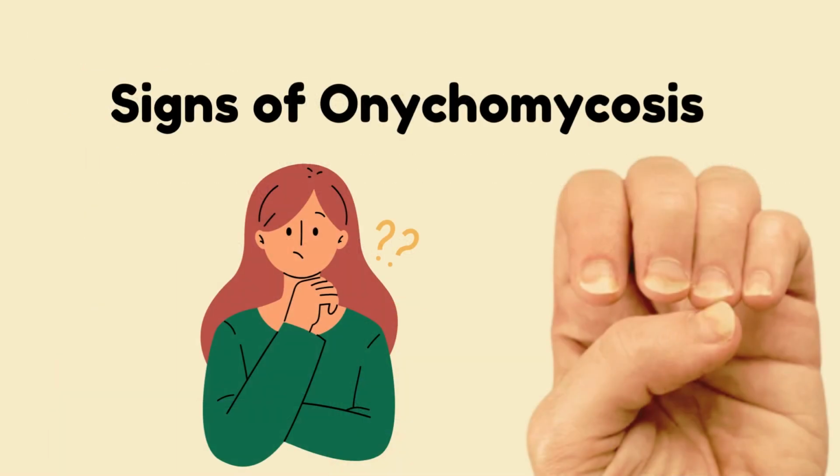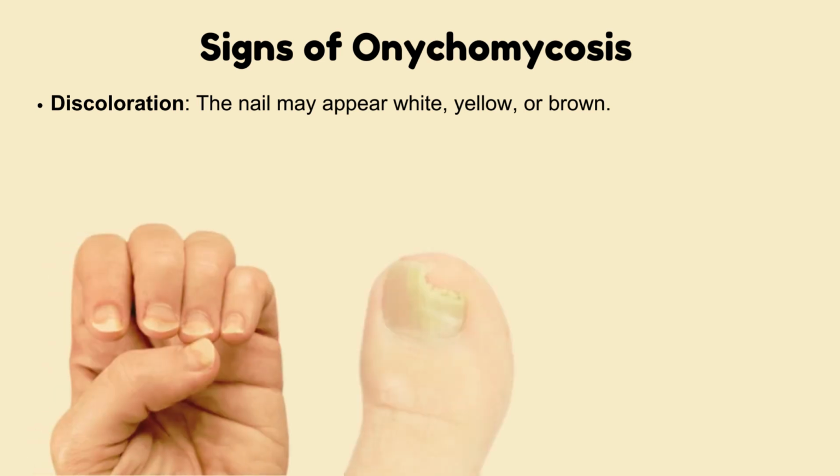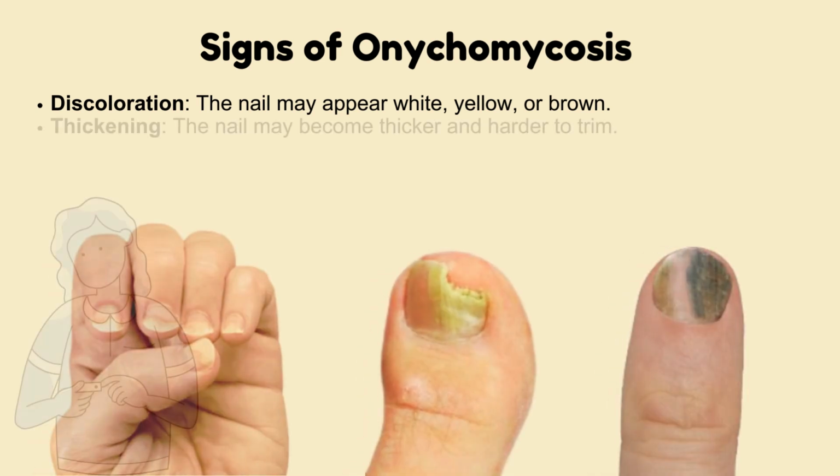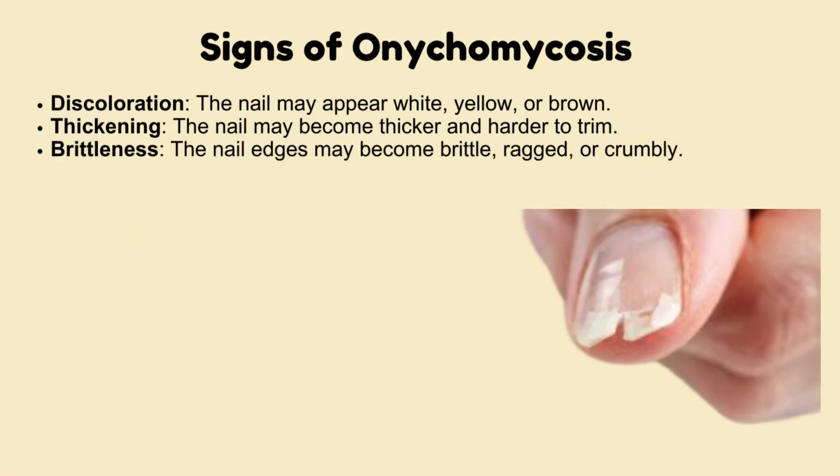What are the signs of onychomycosis? It has the following signs. Discoloration. The nail may appear white, yellow, or brown. Thickening. The nail may become thicker and harder to trim. Brittleness. The nail edges may become brittle, ragged, or crumbly.